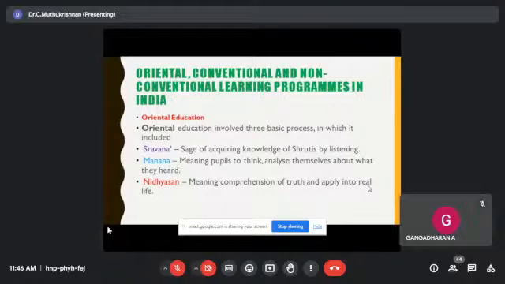And after Manana, what we have to do is Nidhyasan. Nidhyasan means the comprehension of the truth and applying it to real life. So we have to listen properly, and after listening, we have to think and analyze what we have heard. That is called Manana. And Nidhyasan means comprehension of the truth. As an educationist, as well as a literate person, we have to comprehend the truth, which is the truth.